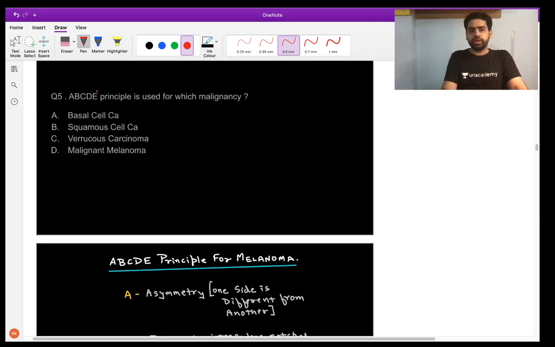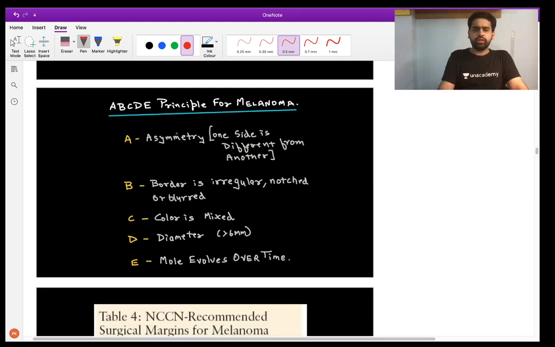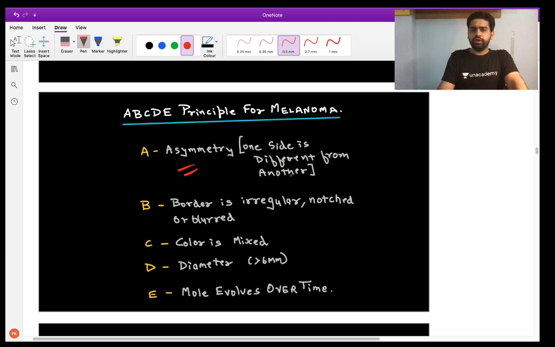Then a very simple question again: the ABCDE principle is used for which malignancy? The answer to this is malignant melanoma. Nothing great about it. So what is A? A stands for asymmetry, so one side is different from the other.